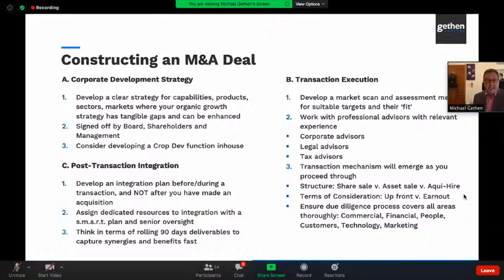The transaction execution will all go much better if you've got A and C well thought through first of all. And there's a series of steps you need to go through to construct a good transaction and execute it well. I will probably just focus on one issue on this particular slide because I want to get to some numbers with you, and that's the role of advisors. In any M&A transaction, you've usually got three types of advisors.